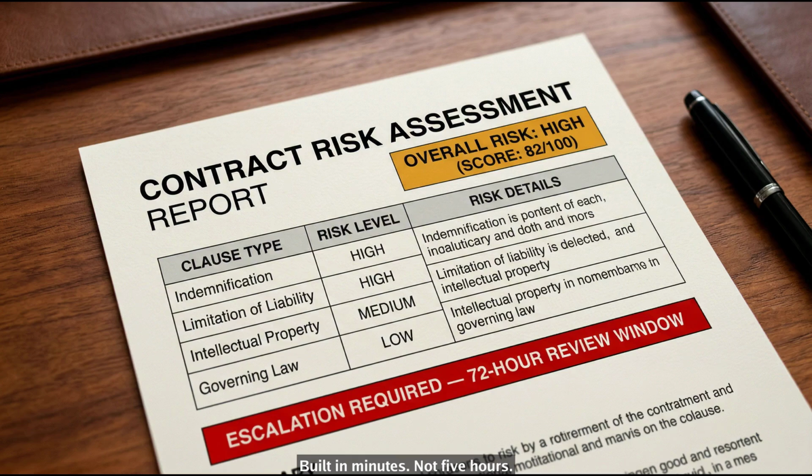A contract risk assessment with 5 sections: extracted terms, clause-by-clause comparison, risk scoring with escalation routing, negotiation strategy, and redline suggestions with specific language changes, built in minutes from a 15-page vendor agreement.